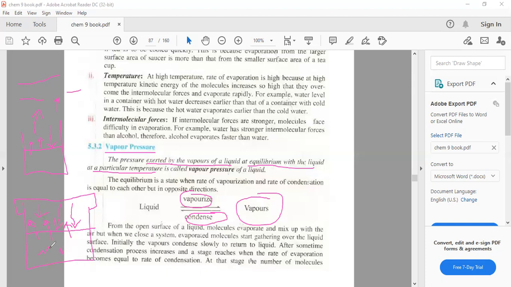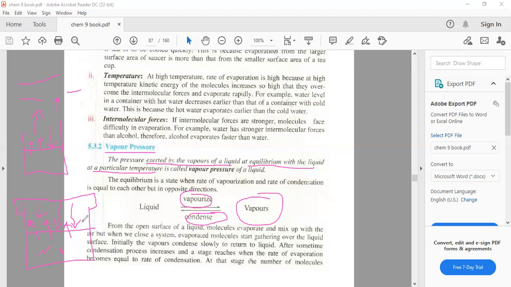The important point is that vapor pressure is explained when the rate of vaporization, the conversion of liquid into vapors, and the rate of condensation, the conversion of the vapors into liquid, are equal. Then we define that it is the vapor pressure of the specific liquid. The liquid may be alcohol, ether, or water. Any kind of liquid you can take. But one way you can explain the vapor pressure of that liquid is when the rate of vaporization is equal to the rate of condensation.